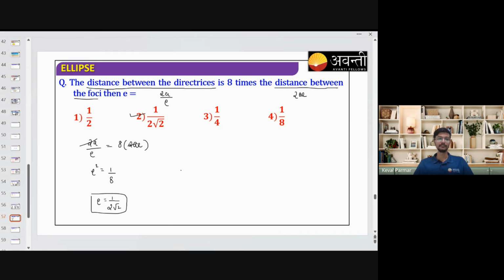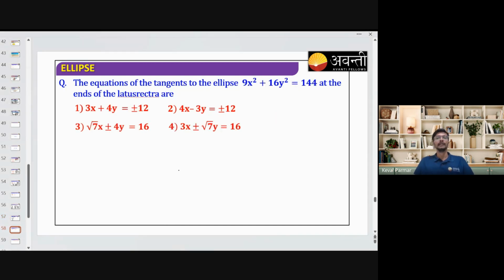Let's see the next question. Here it is. The equation of tangents to the ellipse at the end of the latus rectum. The plural of latus rectum is latera recta, but here they have used latus recta. That's why it is the plural form, but it's fine.